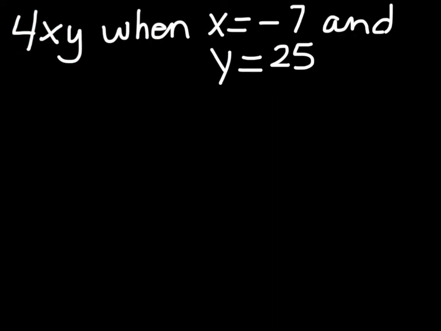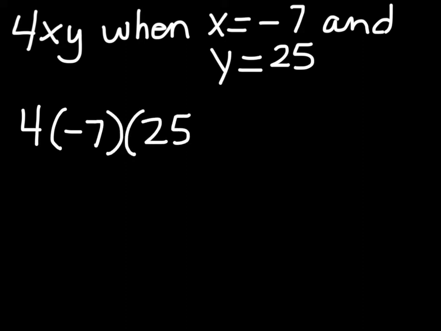Now let's work through a problem that allows us to use the properties of multiplication. Let's evaluate 4xy when x equals negative 7 and y equals 25. So we begin the problem by substituting negative 7 for x and 25 for y. So we can immediately see that we're going to be multiplying all the way through this problem. 4 times negative 7 times 25.